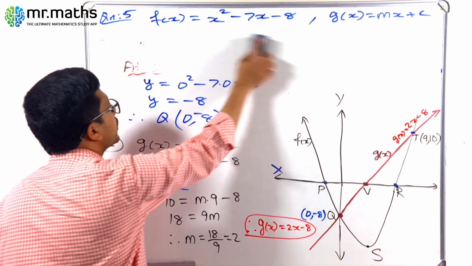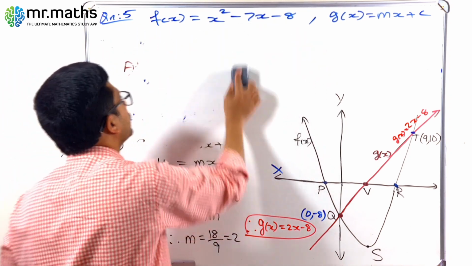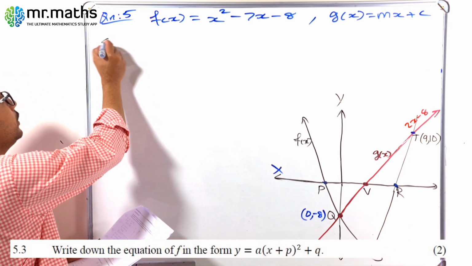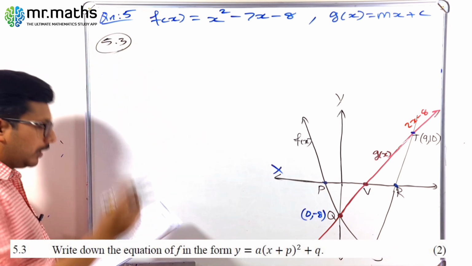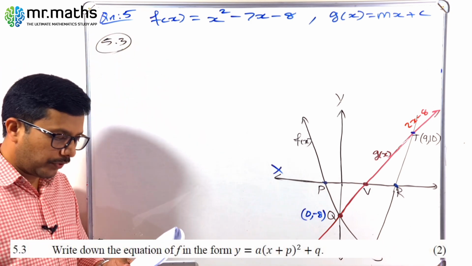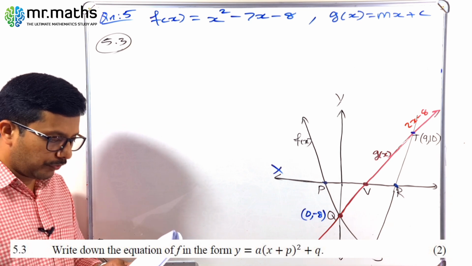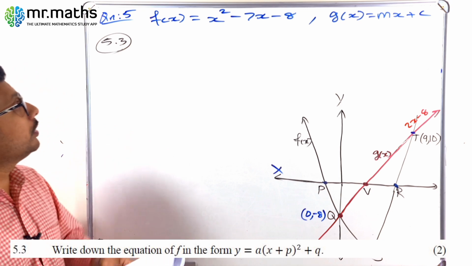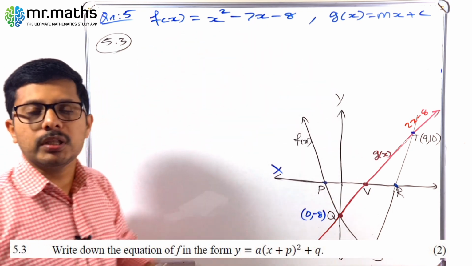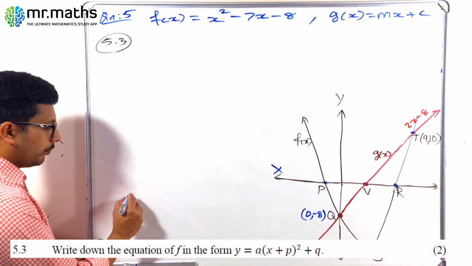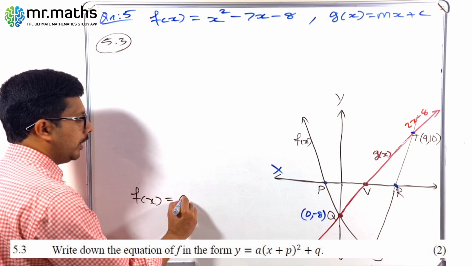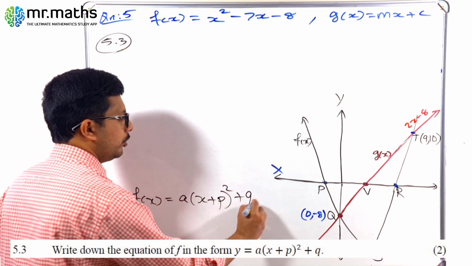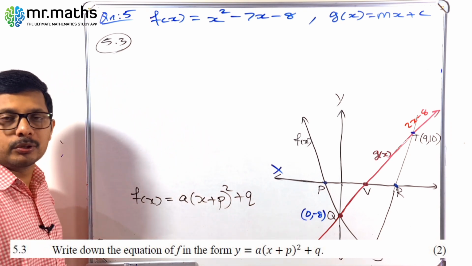Now let's move to the next question, question number 5.3. What is that question? Write down the equation of f in the form y is equal to a into x plus p the whole square plus q. This is f of x, and you have to write it in the form f of x is equal to a into x plus p the whole square plus q, like this. Do you remember that method?